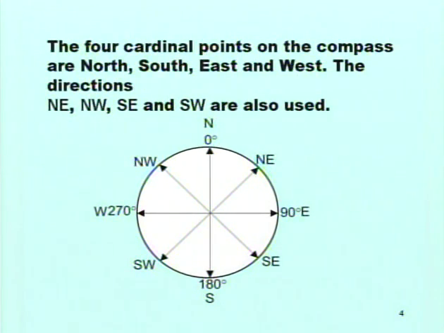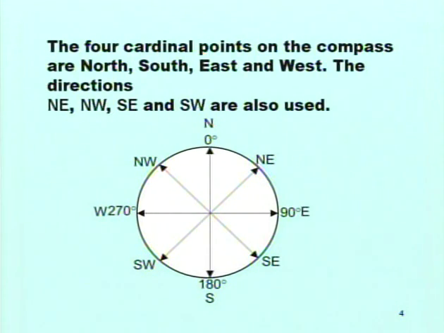The four cardinal points on the compass are north, south, east, and west. The directions northeast, northwest, southeast, and southwest are also used. If you look at the face of a compass, it will resemble that on the screen. Notice the north position. The north position is our starting point, which is 0 degrees. Opposite north would be 180 degrees, which is south.